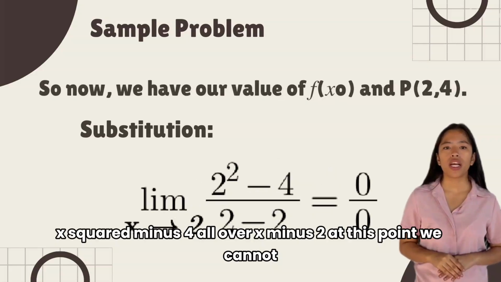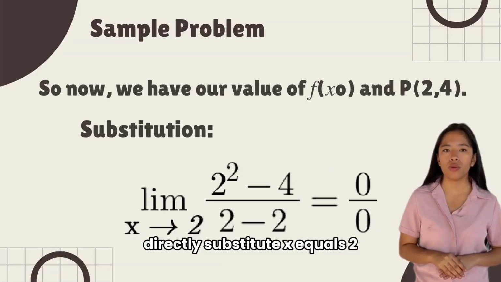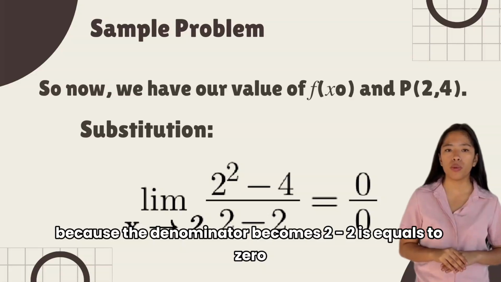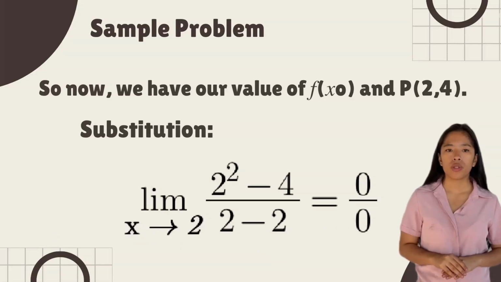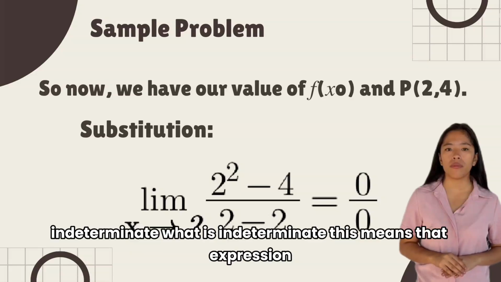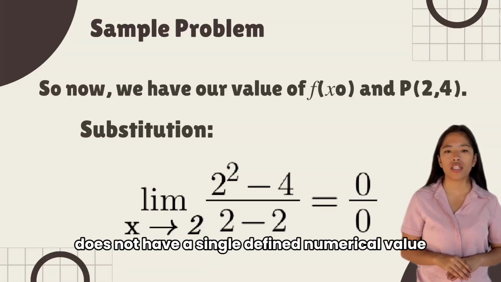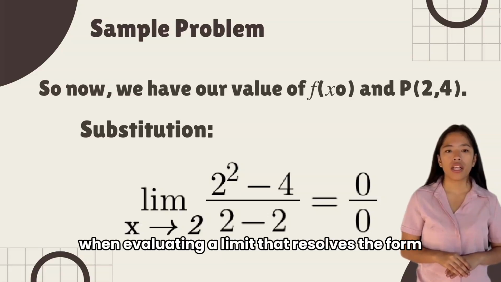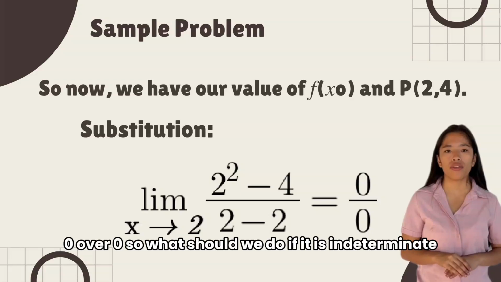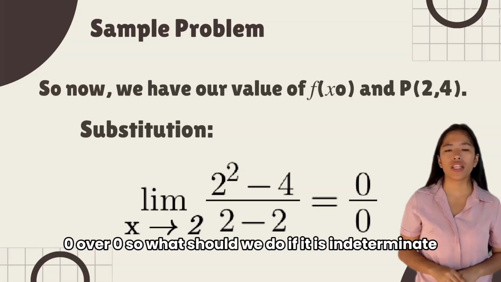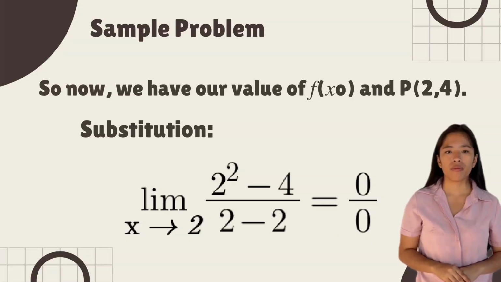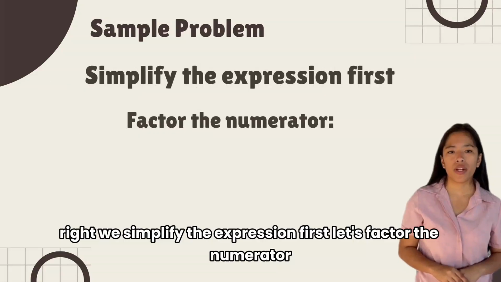At this point, we cannot directly substitute x equals 2 because the denominator becomes 2 minus 2, which is equal to 0. This would make the expression indeterminate. What is indeterminate? This means that the expression does not have a single, defined numerical value when evaluating a limit that results in the form 0 over 0. So what should we do if it is indeterminate? Right! We simplify the expression first.